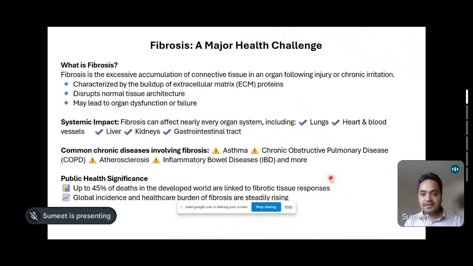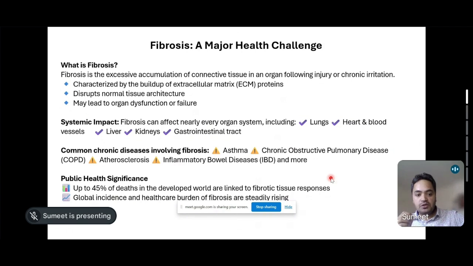So fibrosis is excessive accumulation of connective tissues in an organ following injury or chronic irritation. And this is basically characterized by buildup of extracellular matrix protein, and it also disrupts the normal tissue architecture, and often it leads to organ dysfunction or failure. It has a systemic impact because fibrosis can actually affect every major organ, including lung, heart, blood vessels, liver, kidney, gastrointestinal tract. And within these organs, multiple different indications have fibrosis playing a major role.